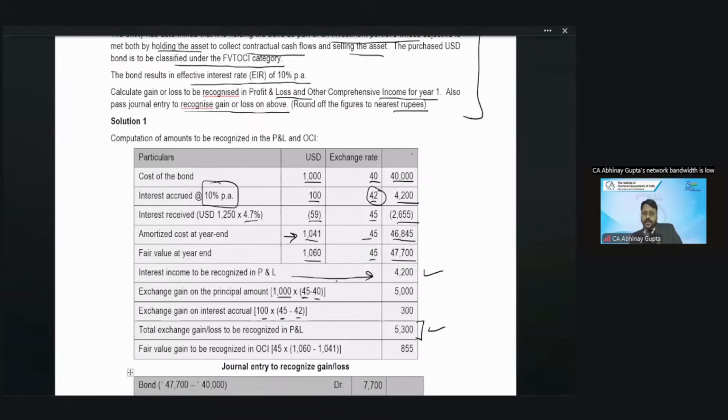Then the fair value gain to be recognized in OCI would be fair value in USD minus amortized cost, into my 45, right? So 855 would be the delta which will be recognized in OCI as a fair value gain on the bond. Correct? Here you arrived at 843 something, right? Because of the differential rate you have used here. Otherwise it would have been 855 only, correct?